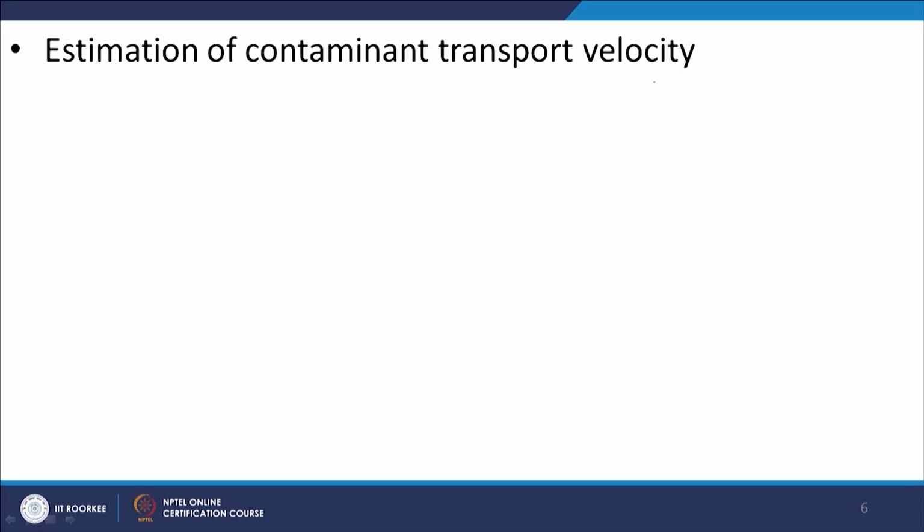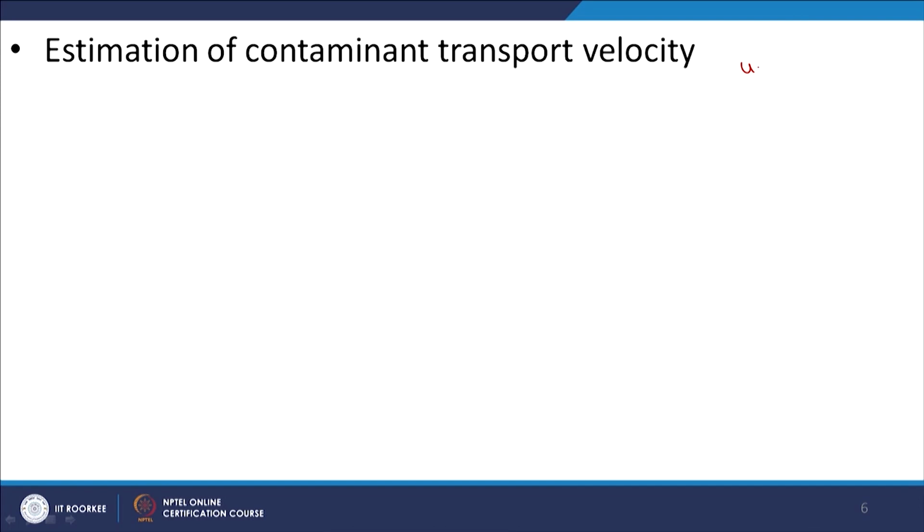So contaminant transport velocity. To estimate this contaminant transport velocity, what do you need? We typically try to estimate the hydraulic conductivity and the slope of the gradient, the energy gradient, that is something that we need to estimate.